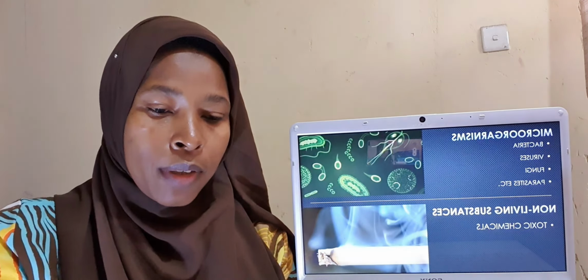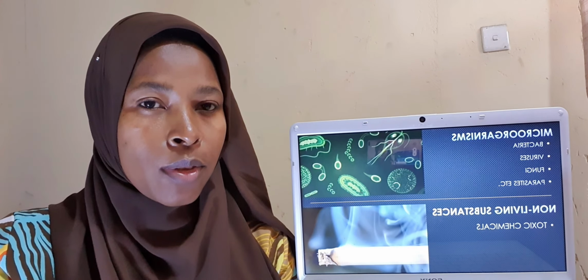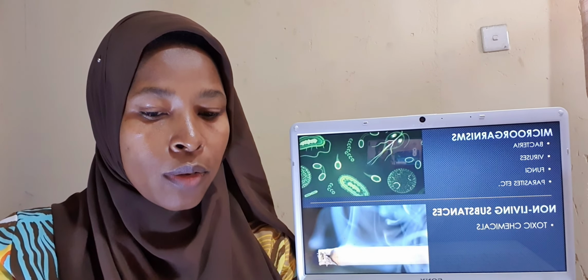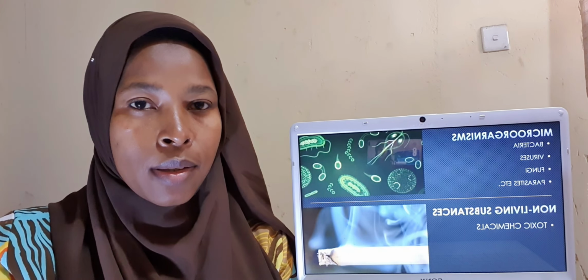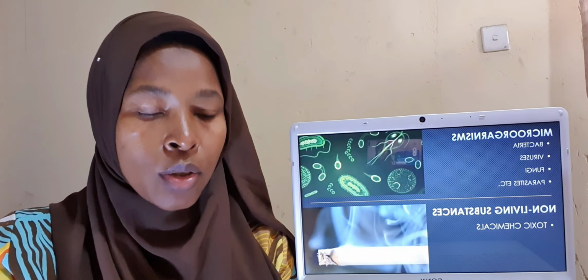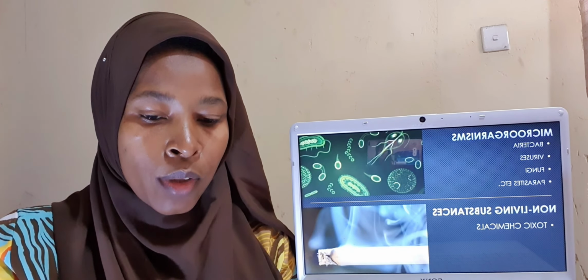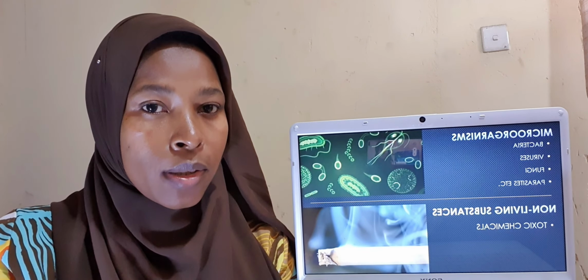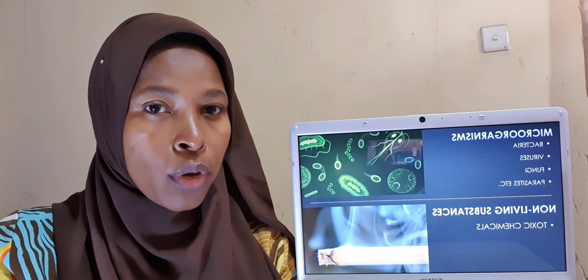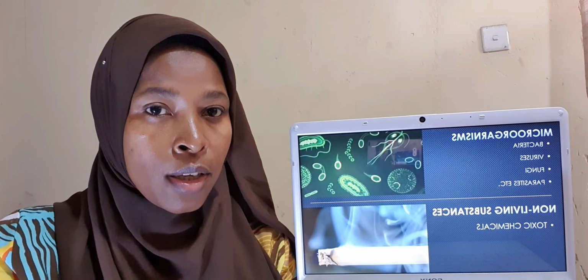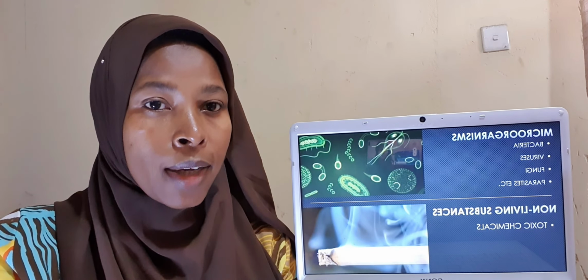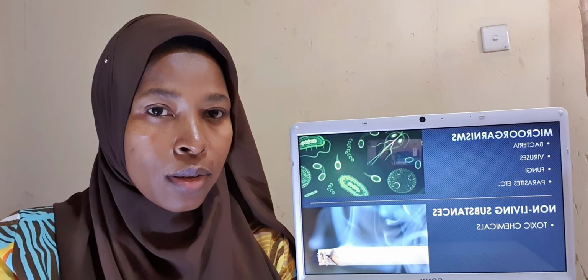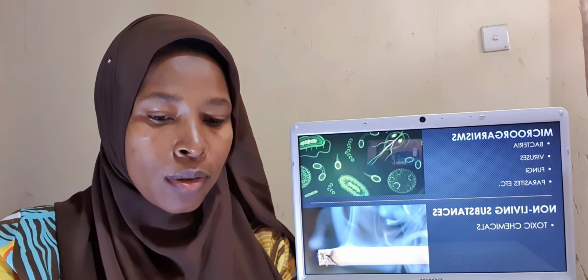So foreign invaders can be microorganisms or non-living substances, and these cause infectious diseases. For example, microorganisms such as bacteria, viruses, or fungi cause infectious diseases such as HIV/AIDS, UTIs, or malaria. Whereas non-living substances, such as toxic chemicals, increase susceptibility to autoimmune or infectious diseases such as TB due to their modification effects against normal immune responses to allergens or antigens.